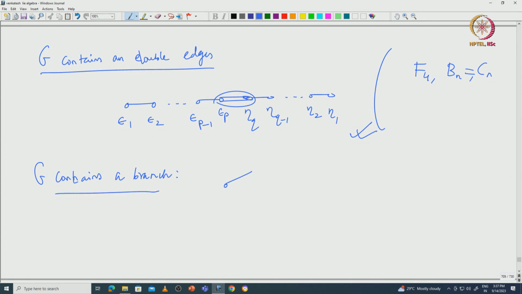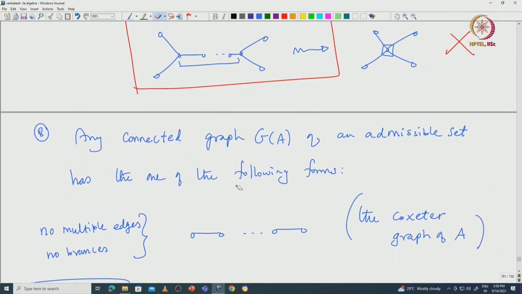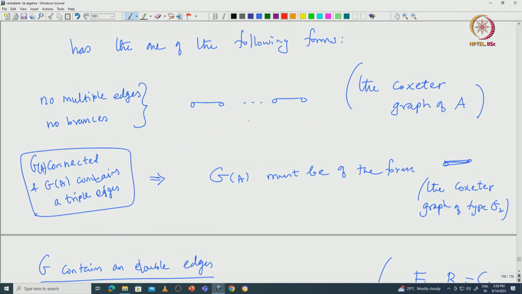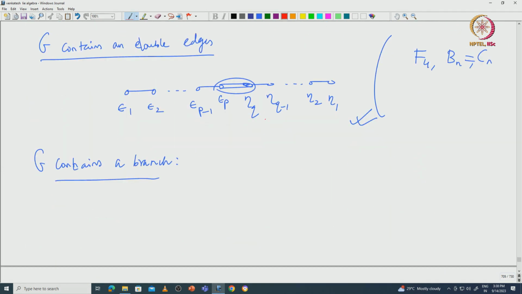So, branch means something goes like this, okay? That is what a branch is. Now you can see that if it has a branch, then it cannot have multiple branches, because if it has two branches, then you will have a subgraph something like this. So, that forbids it; you can't have two branches. So, at most one branch will be there.